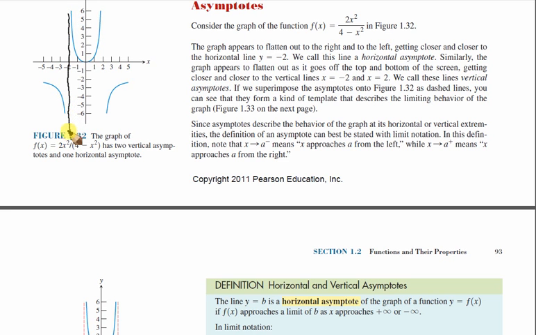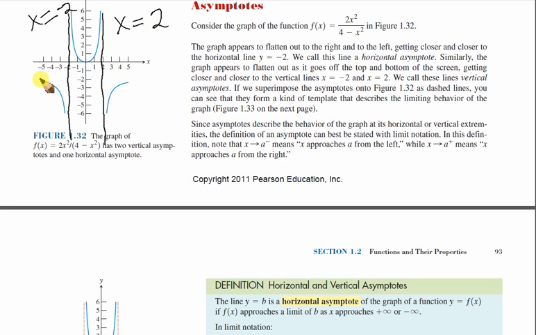And down here, from the left, it also approaches -2 and never actually gets there. And the same thing on this side, it approaches 2, never gets there. And from the right, it approaches 2 and never gets there. And so these two are called vertical asymptotes. You have x equals -2 is a vertical asymptote, and x equals 2 is another vertical asymptote.